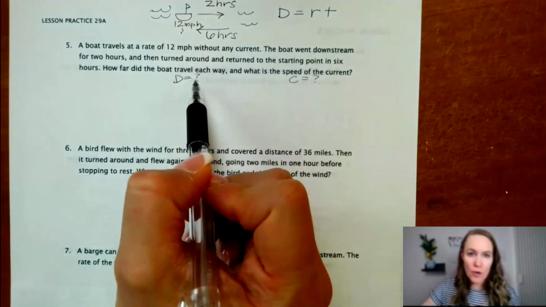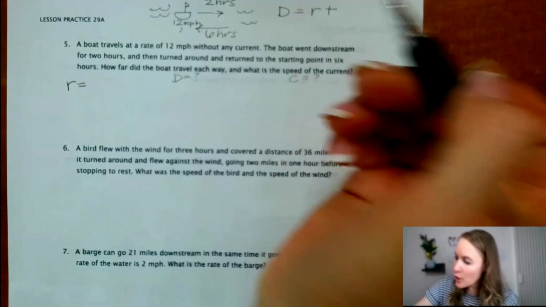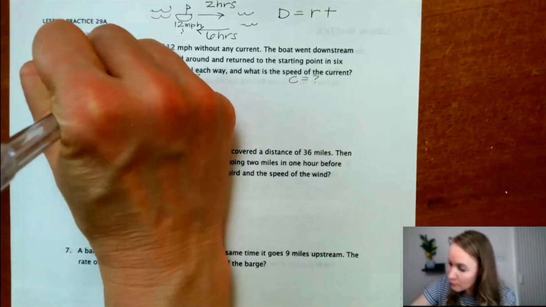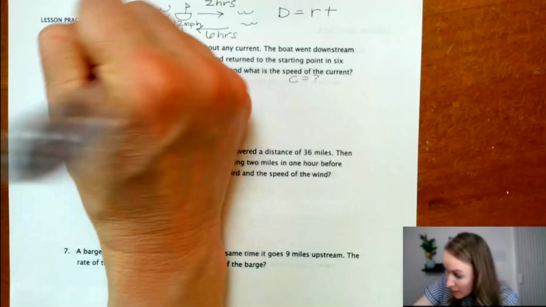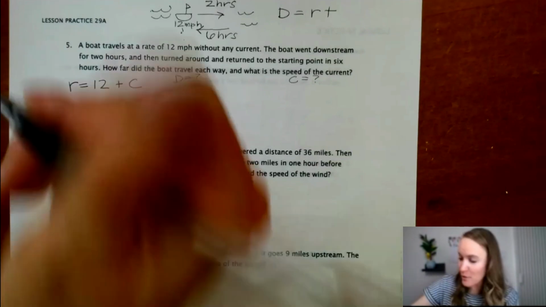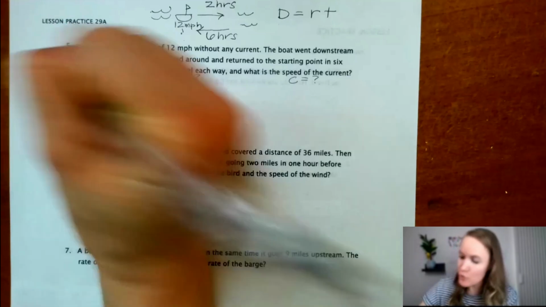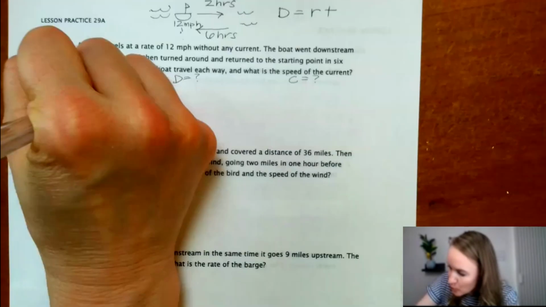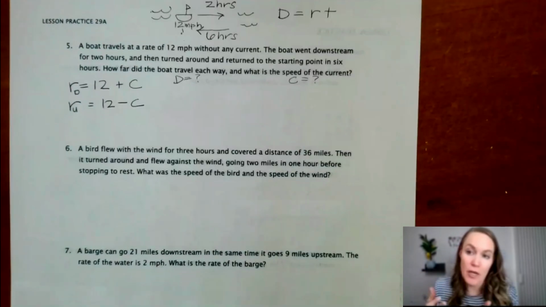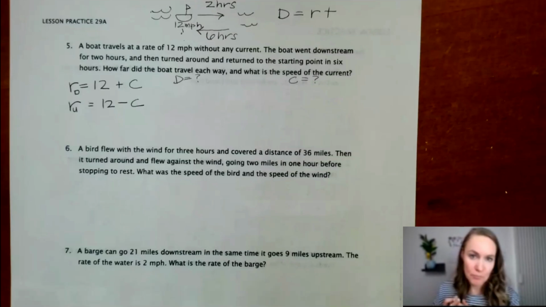Okay, so our rate, when we go downstream, is going to be equal to 12 miles per hour plus the current, right? Because the current's helping us. We're going to go faster than 12 miles per hour, and so that's the rate downstream. The rate upstream is going to be 12 minus the current, because the current is fighting us. So we're actually going to go slower than 12 miles per hour. But the distance does remain the same.